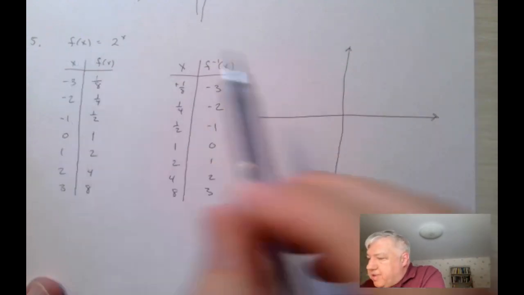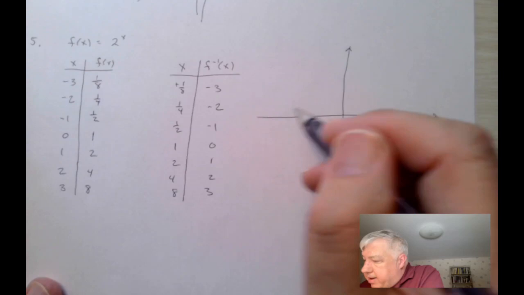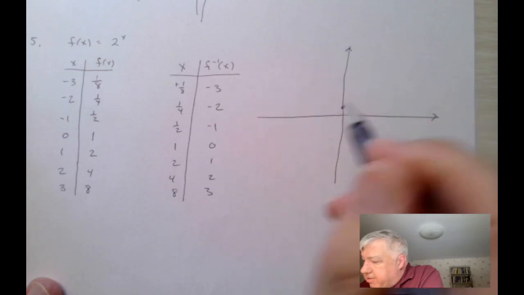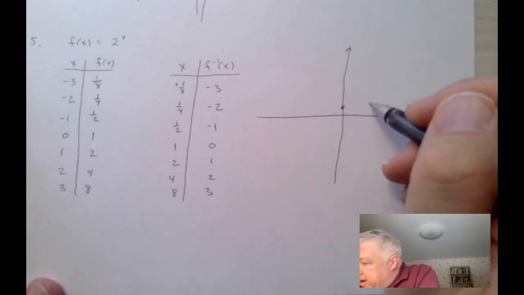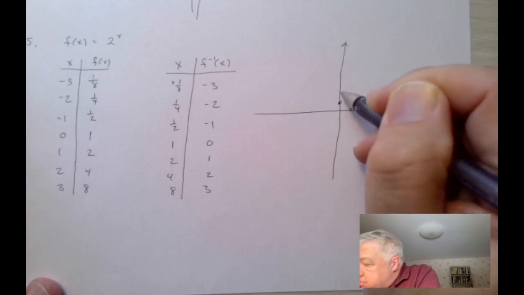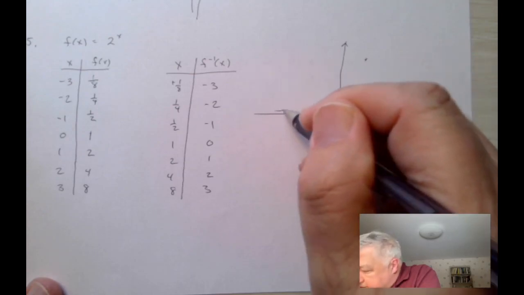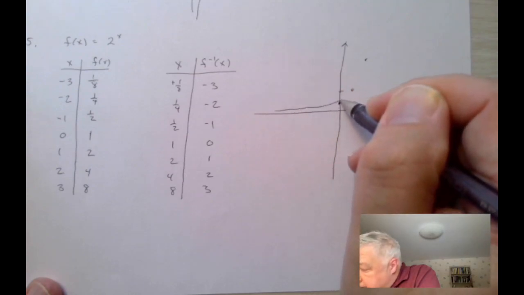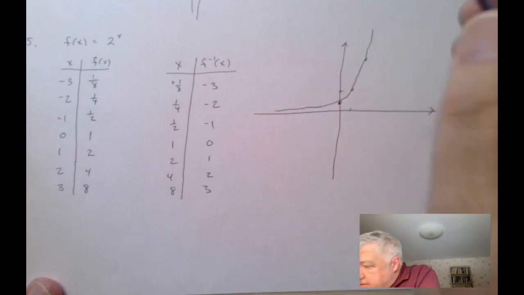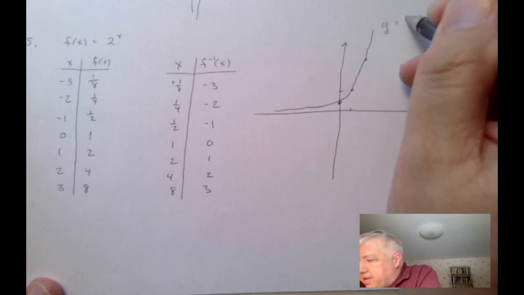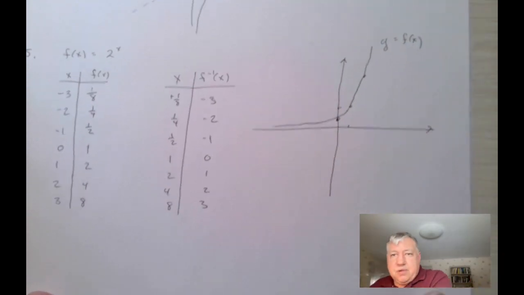Y equals 2 to the x. We know what that will look like, right? We know that we have a point 0, 1, and then we have 1, 2, and 4, and so on. It looks like this, right? So this is the graph of y equals 2 to the x. In this case, it would be f of x.